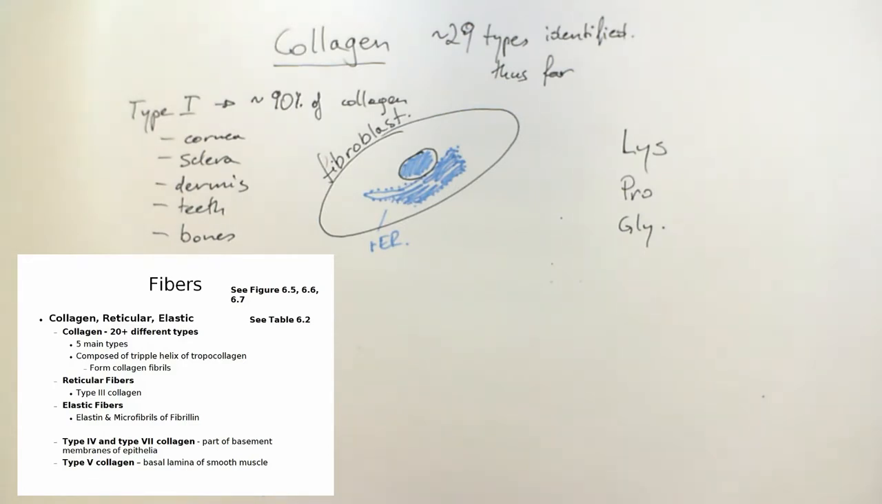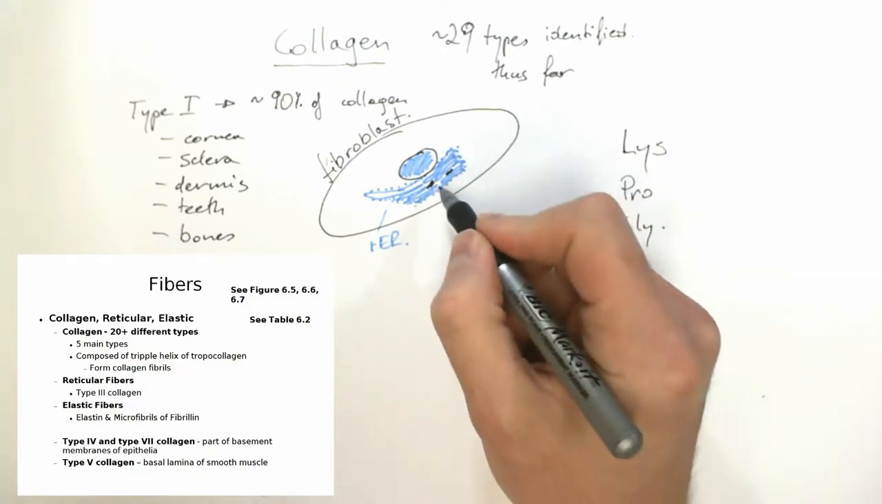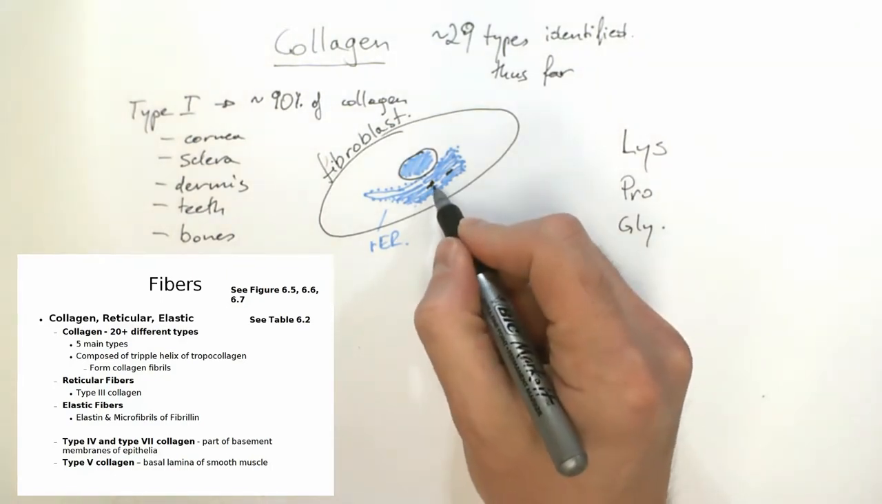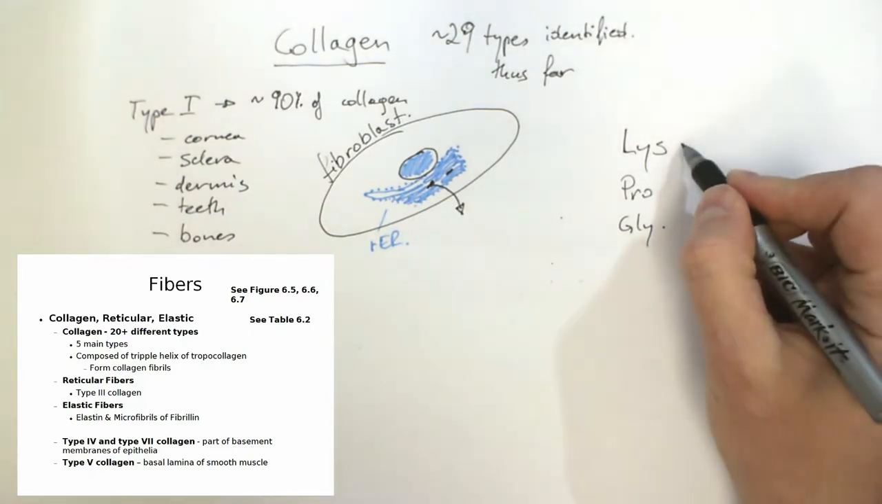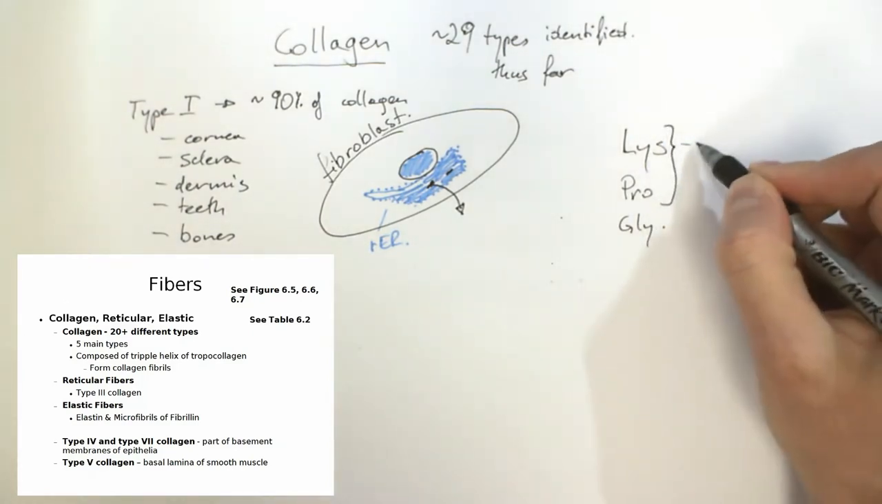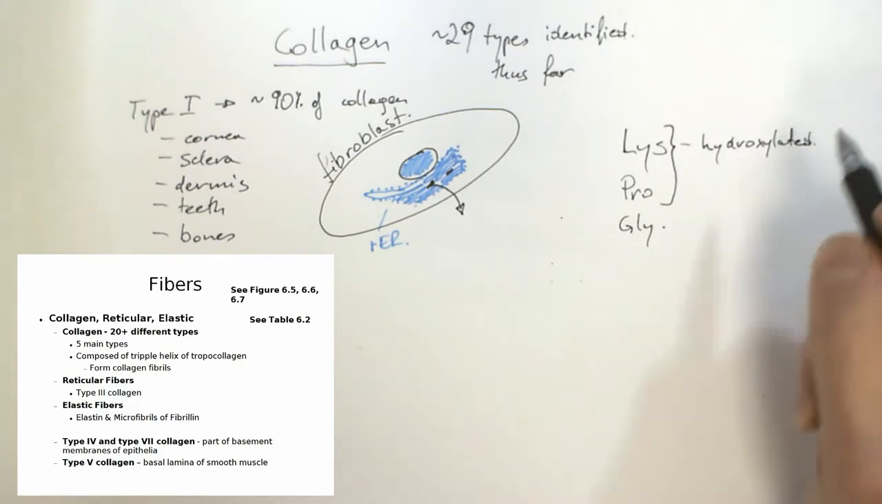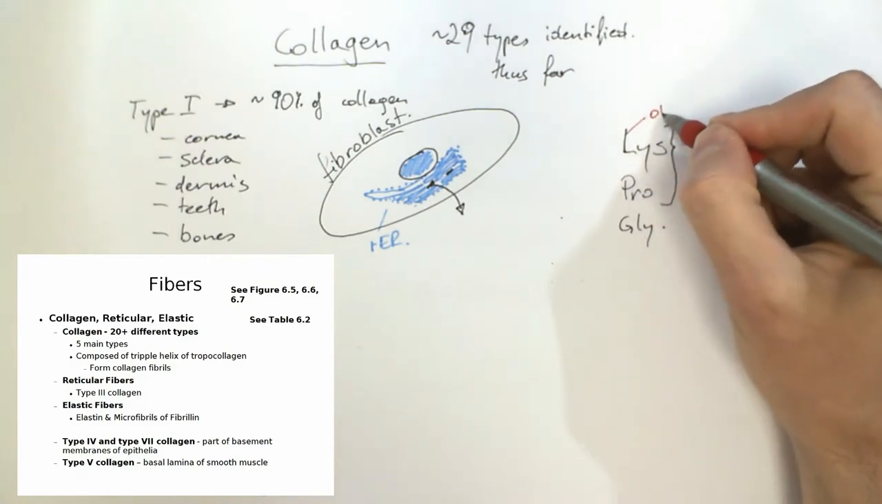But this protein is initially produced inside the cell. It's actually modified within the rough ER. Okay? So most proteins are actually modified in the Golgi apparatus. But collagen is unique in that it's modified post-translationally within the rough ER. And it is modified such that proline and lysine are hydroxylated. So they become hydroxyproline and hydroxylysine.